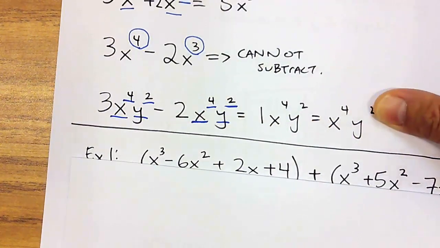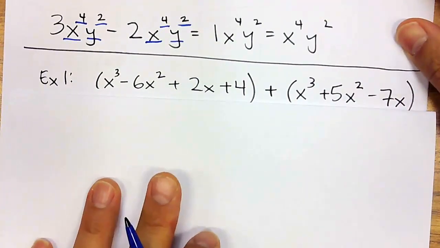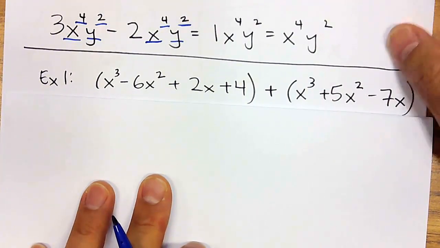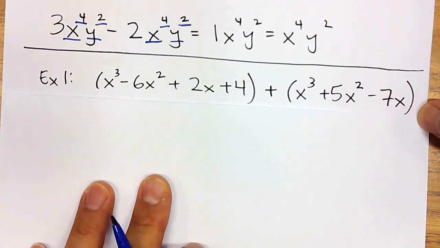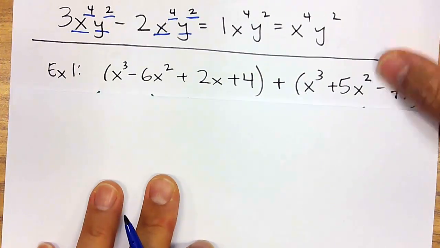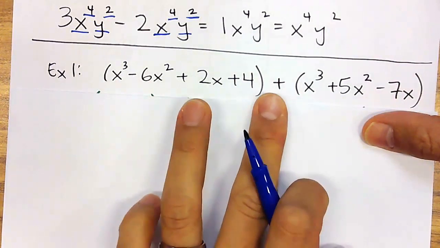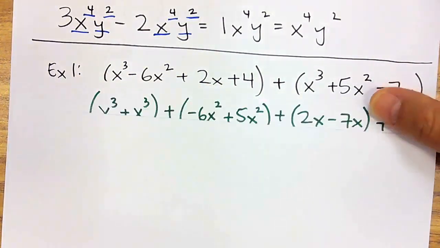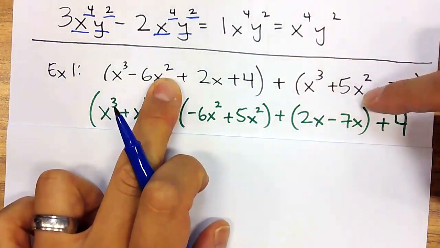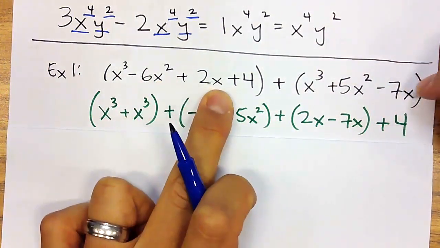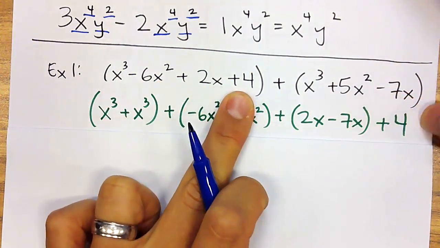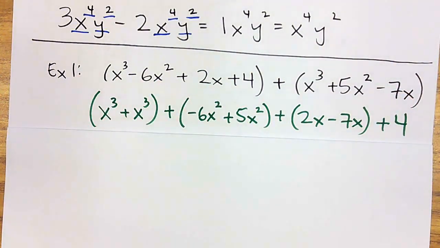So a little more complicated example would be this. x to the third minus 6x squared plus 2x plus 4 plus x to the third plus 5x squared minus 7x. All we're going to do is collect the like terms. I see an x cubed, so it's x cubed plus x to the third, negative 6x squared plus 5x squared, 2x plus negative 7x, or just minus 7x, and then plus 4. We're good with that.